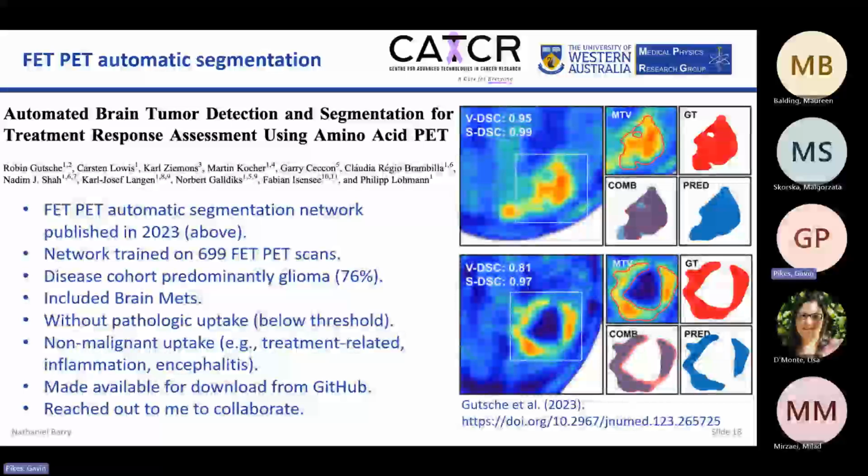So in 2023, a FET-PET automatic segmentation network was published, which was trained on 699 FET-PET scans, which is probably the biggest combination of PET scans you can probably find in the world. The disease cohort was predominantly glioma, but there were also brain metastases and other non-malignant uptake cases as well. It was made available for download from GitHub, and the senior co-author, Philipp Lohmann, reached out to me to externally validate this network.